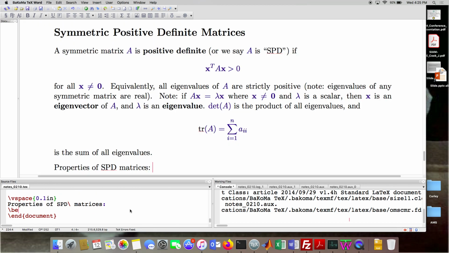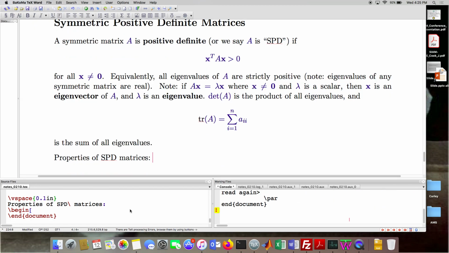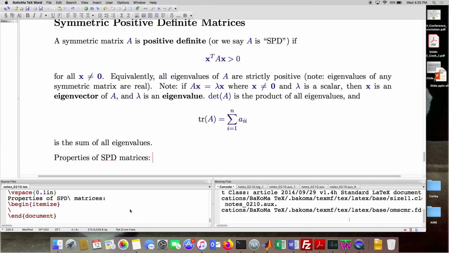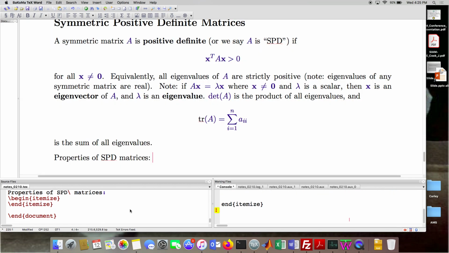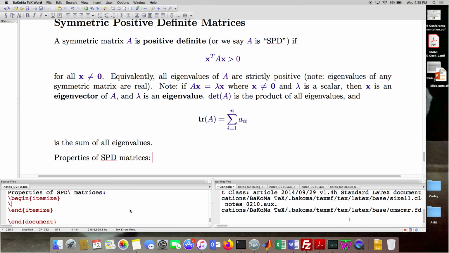There are certain properties of symmetric positive definite matrices. In general, it is not easy to check whether a given matrix is symmetric positive definite. I mean, symmetry is easy to check, but positive definiteness is not. It's really hard to tell that a matrix is symmetric positive definite just by looking at it, although sometimes you can rule it out.